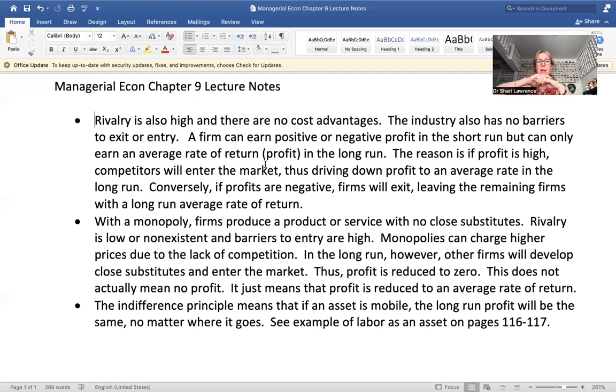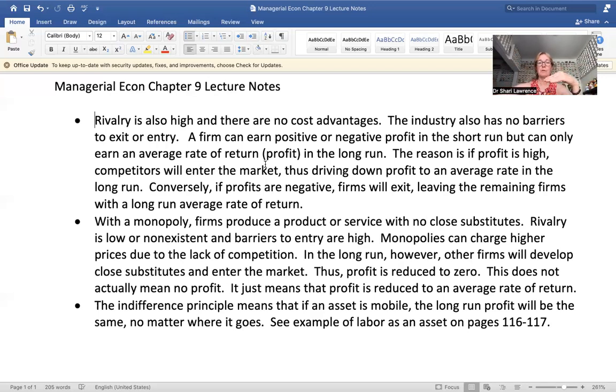Now, conversely, let's say that profits are negative. If profits are negative, firms will exit, and then you'll have this normal rate of return. So you have this constant state of flux in the short term. If profits are positive, meaning excess profits, firms will enter, and then that'll reduce excess profits down to zero. So you just have this normal rate of return.